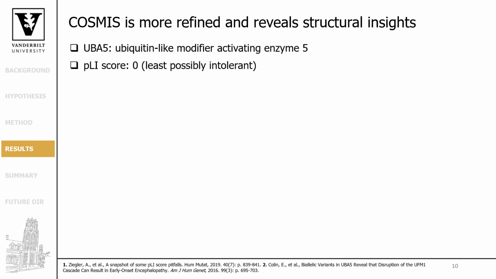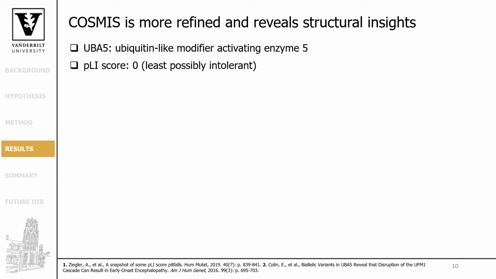One of the examples that illustrate this strength really well is a gene called the ubiquitin-like modifier activating enzyme 5, or UBA5. UBA5 has a 0 PLI score. According to PLI, it is the least possibly intolerant. However, this is not the case according to COSMIS.